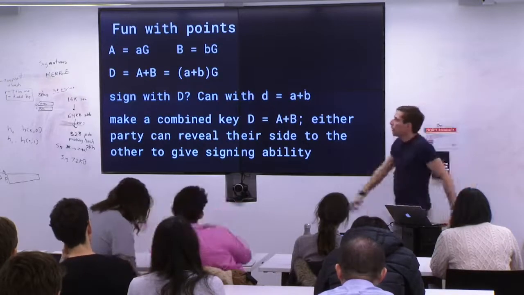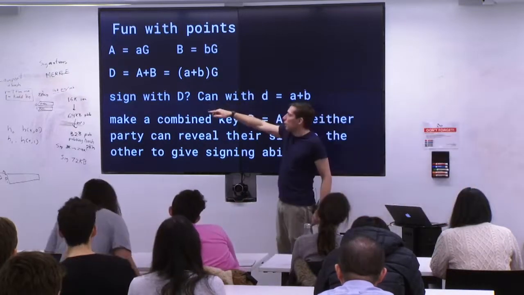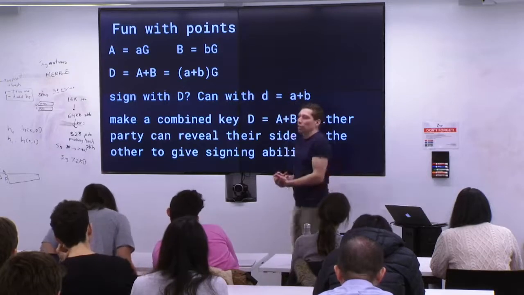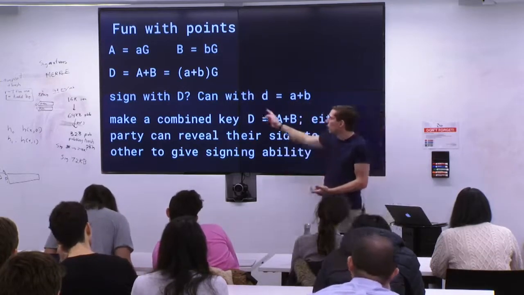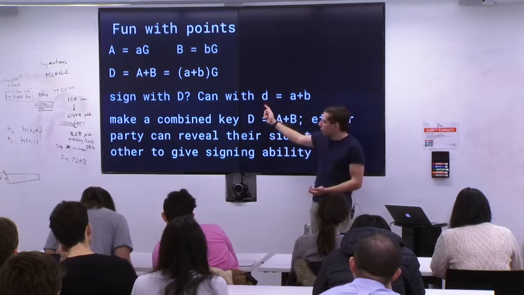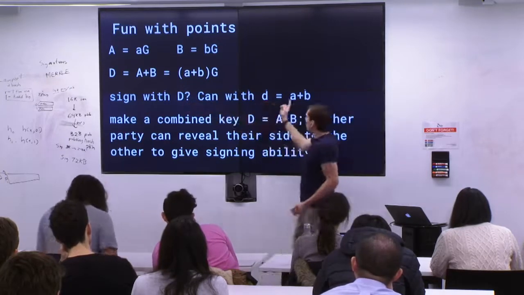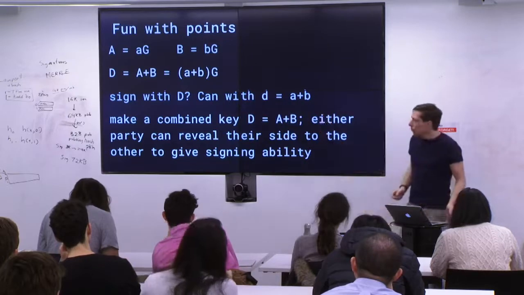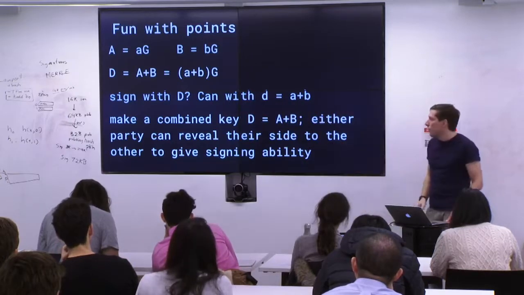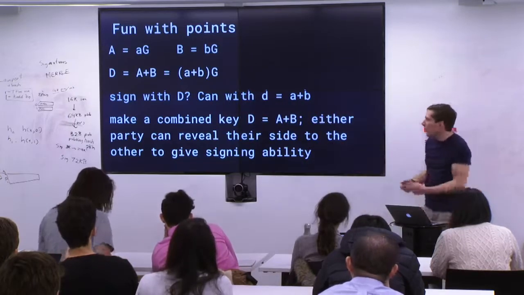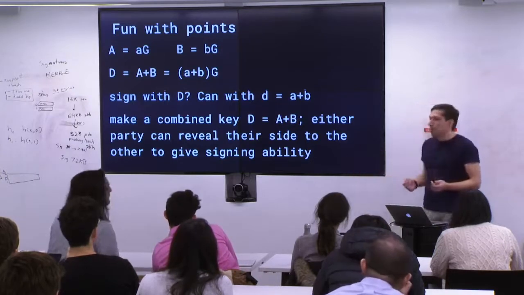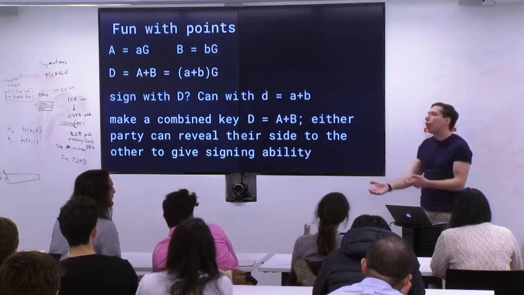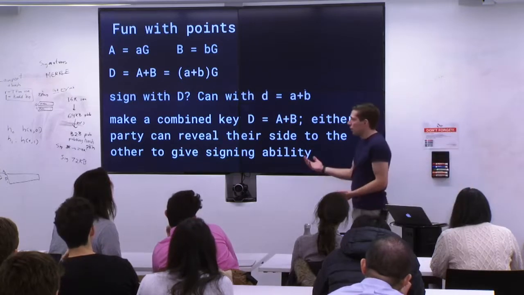So what if I compute this public key D, and I say I want a signature from public key D? You can, so the private key, little d, which can sign for this, is just little a plus little b. So you can make a combined key, and then either party, Alice has little a, Bob has little b, and they could reveal it to each other and allow the other person to make a signature with D later.